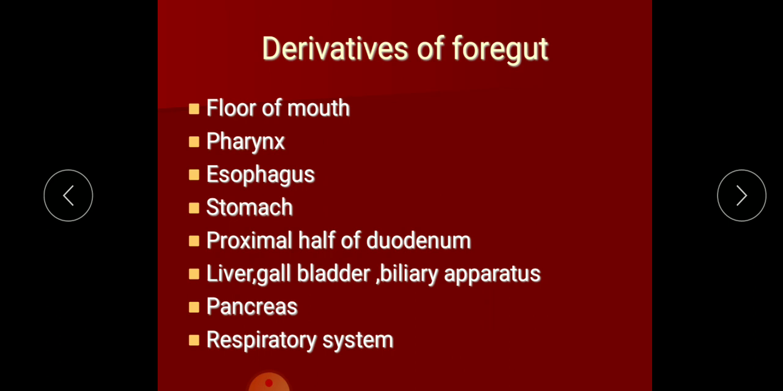So one more thing you have to note here is I was using the term floor of mouth. From the floor of mouth, small projections or diverticula further branch so as to produce the salivary glands. Remember, in the floor of mouth two salivary glands are opening. That is the submandibular gland and sublingual gland. So submandibular and sublingual glands are actually derived from the foregut.